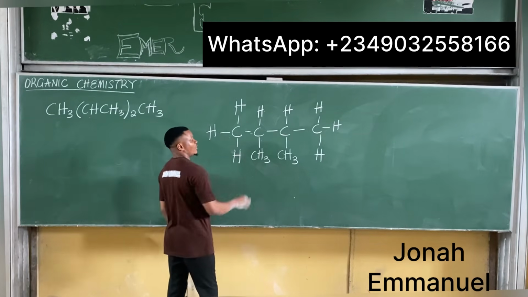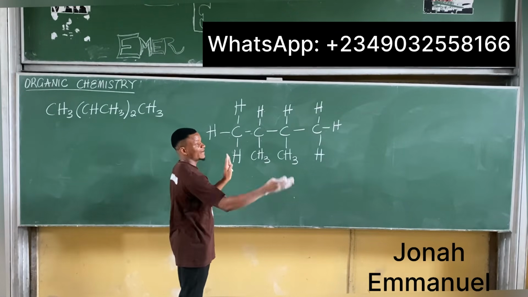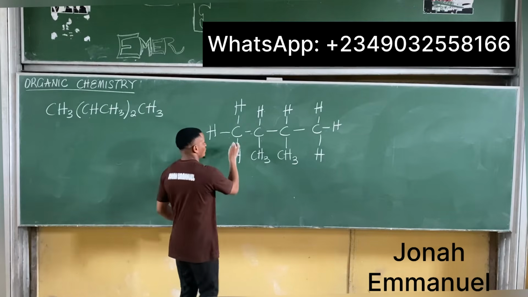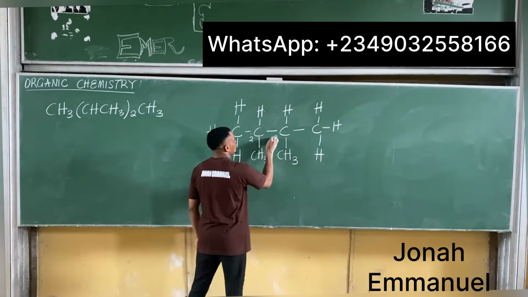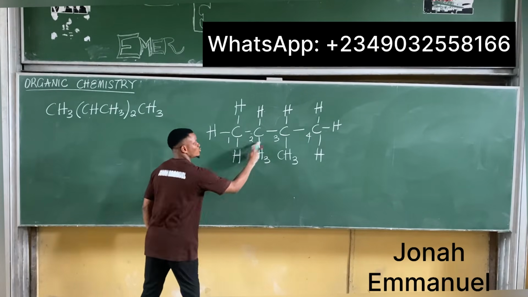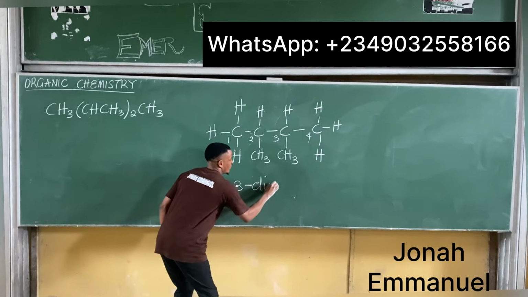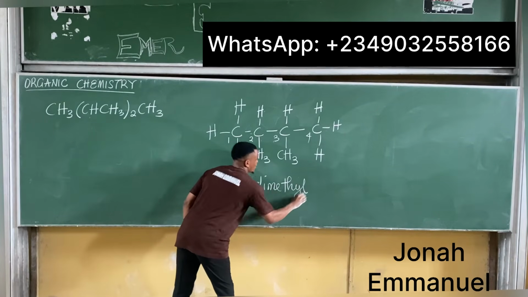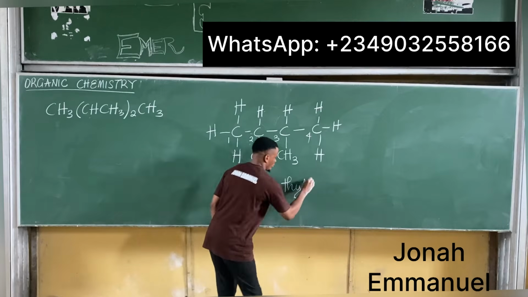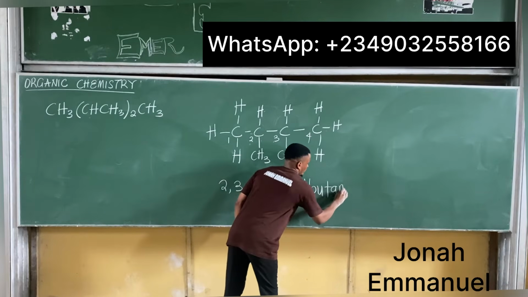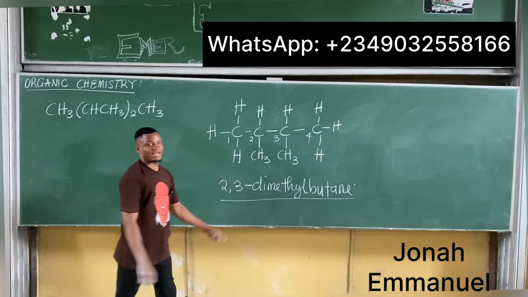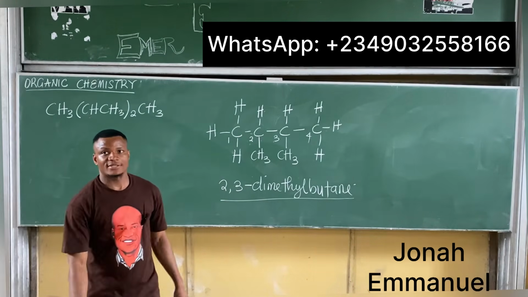So it becomes, of course, numbering from left or right, the same thing. 1, 2, 3, 4. Becomes 2, 3. 2, 3, what again there? Dimethyl what there? Butane. Please open your eyes. These things, they exist. They exist.